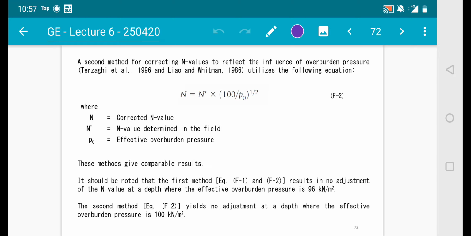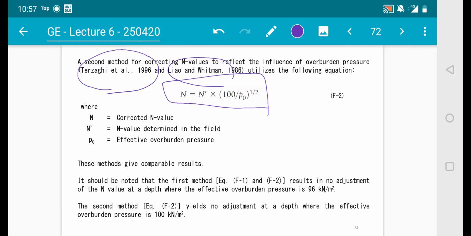Now, a second method for correcting N values to reflect the influence of overburden pressure. This is by the later researchers, Terzaghi in 1996 and Liao and Whitman in 1986. They utilize the following equation, equation F2, where N stands for the corrected N value after correction. N prime is the N value determined in the field, so the raw NSPT, and this one is the effective overburden pressure. Now, this method gives comparable results.